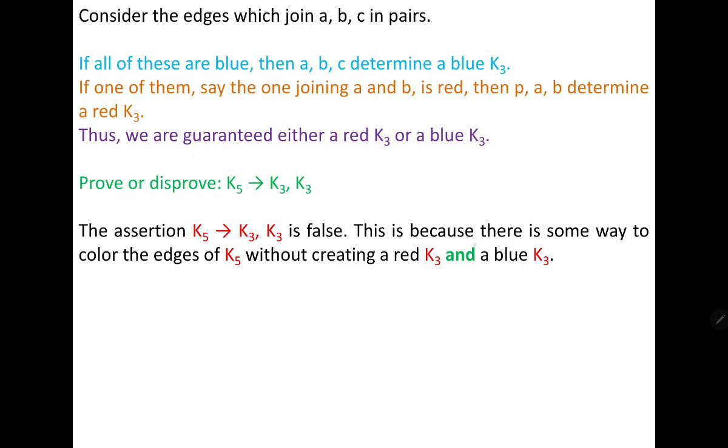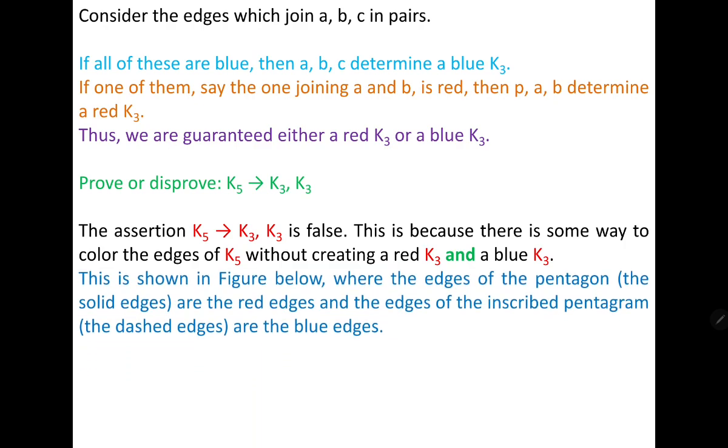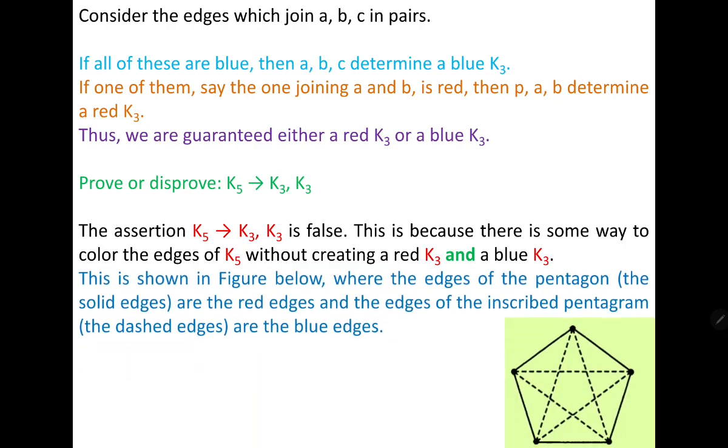So this is not correct. If you see this figure, there are two kinds of lines, dotted lines and solid lines. Assume one of them to be red, the other to be blue. You can say that neither the dotted lines are forming a K3 nor the solid lines are forming a K3. It means that this is a coloring of K5 which does not have a red K3 as well as a blue K3. It means that I cannot write K5 goes to K3, K3.